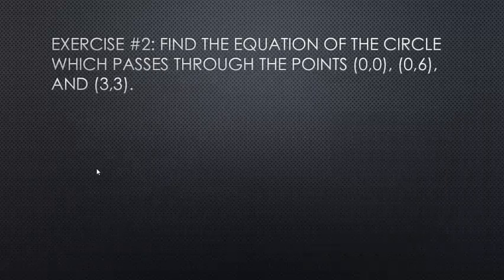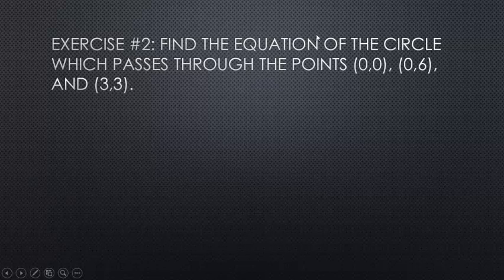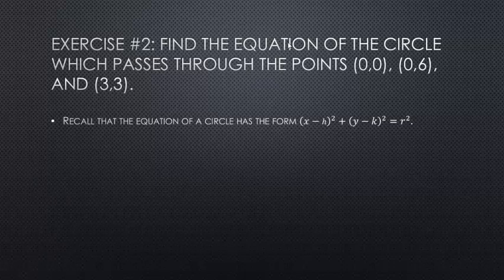For exercise 2, in this problem we are finding the equation of a circle that passes through the points. Now if you'd like to pause the video and try this one on your own, go for it. Here, what I'm going to remind you of, first we need the equation of the circle. You'll recall that the equation of a circle has this form. h and k here were the center of the circle, and r was the radius of the circle.